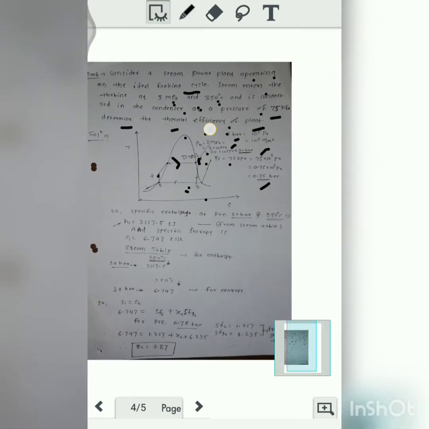So the given data is: for state 1, pressure is 30 bar, and for state 2, pressure is 0.75 bar. That means the first is the boiler pressure and the second is the condenser pressure. For state 1 the temperature is 350 degree centigrade. Now, if we see the problem, they have asked us to find the thermal efficiency. That means we have to find the efficiency value.